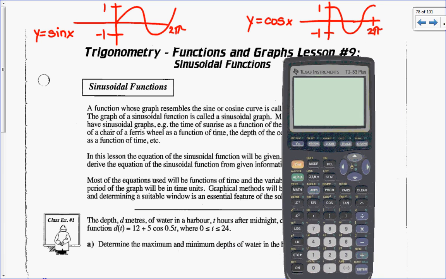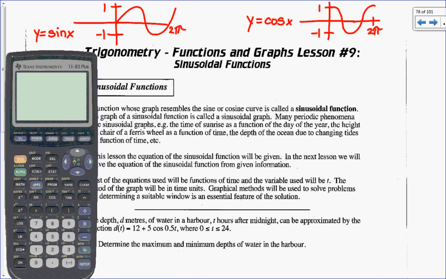In fact, the only difference between them is that if you took the sine function and shifted it 90 degrees over, you'd get the cos function. Or if you took the cos function and shifted it 90 degrees the other way, you'd get the sine function. So let's just make a note about that. A horizontal translation by pi over 2, which is 90 degrees, will turn a sine curve into a cos curve.